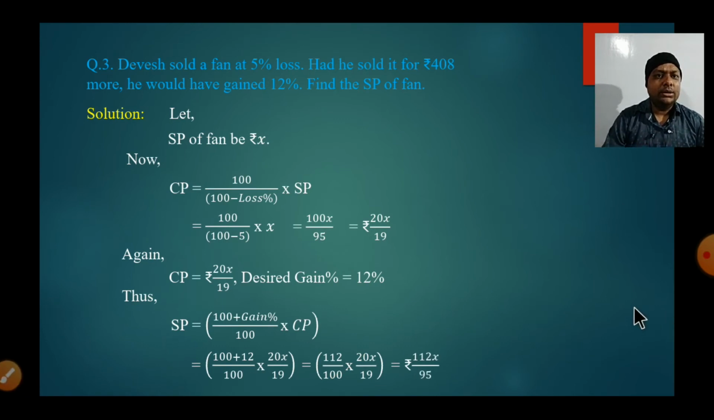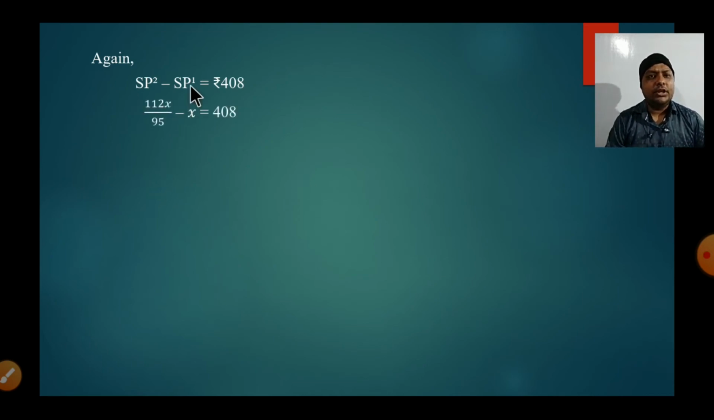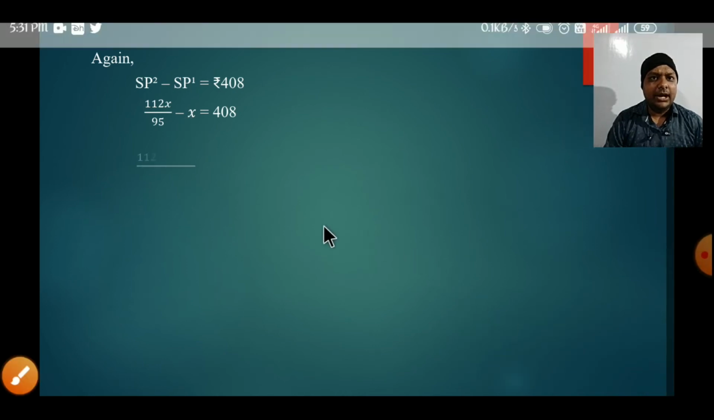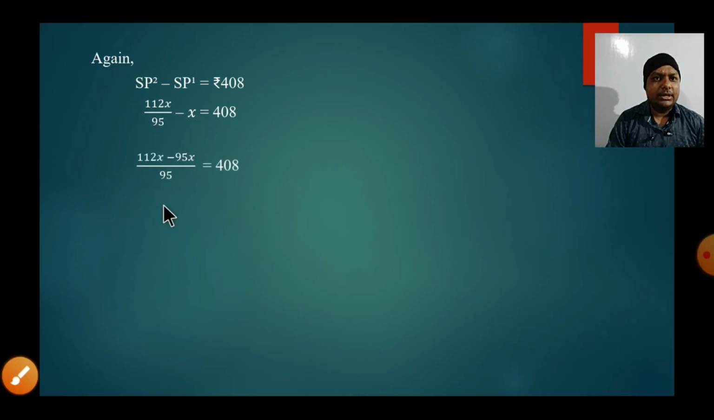So rupees 112x by 95 will be the SP of this fan. Now we know the SP and CP. So after SP minus CP we can get the gain. Like this we can write here that SP2 minus SP1, second SP minus first SP, will be 408. The second SP we have just found: 112x by 95. And the first SP we have assumed as x, with denominator one. So the LCM of 95 and 1 is 95, and here 112x minus 95x. After subtracting we will get 17x by 95 is equal to 408.